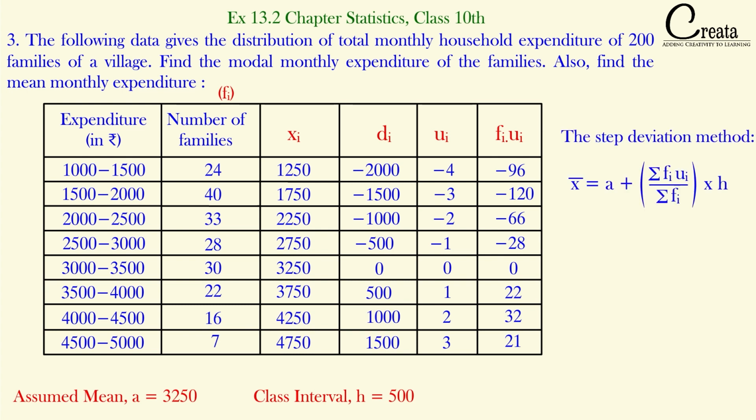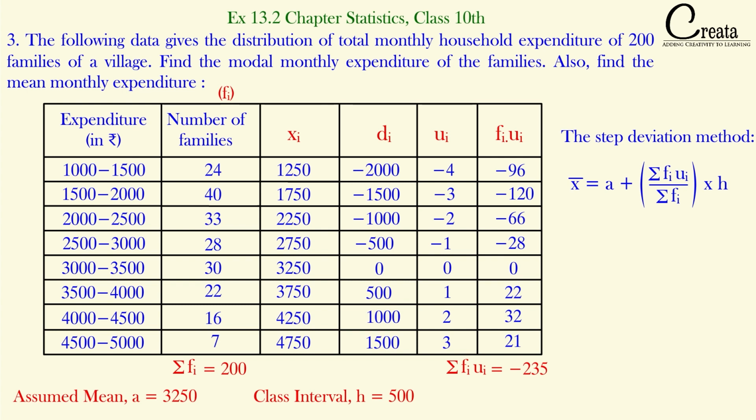Now let's take the formula. This is the formula of the step deviation method. Here we have to find sum of Fi into Ui and sum of Fi. So let's add all the values of Fi into Ui. We got sum of Fi into Ui as -235. Okay. Similarly, let's also add all the values of Fi, which is sigma Fi. It will come out to be 200. You can do the addition or you can refer to the question in which the data is given regarding 200 families of a village.